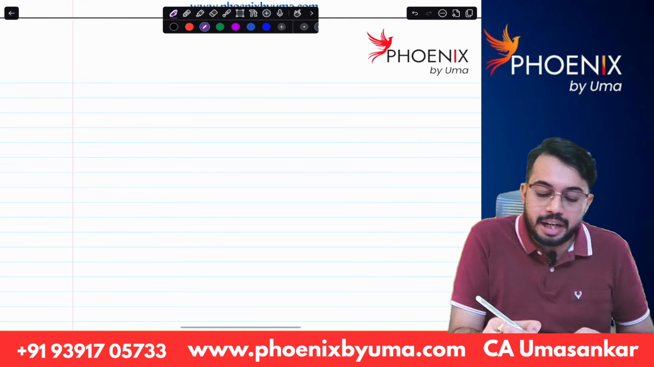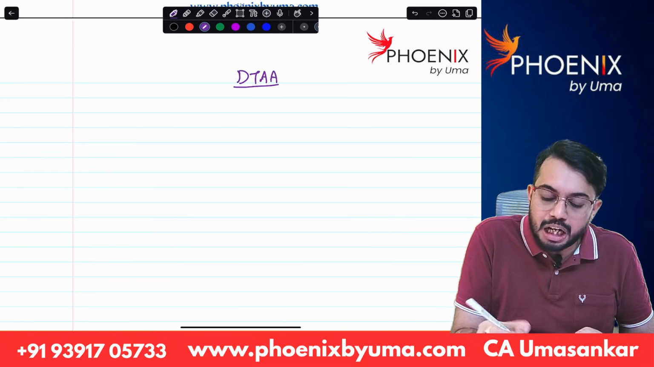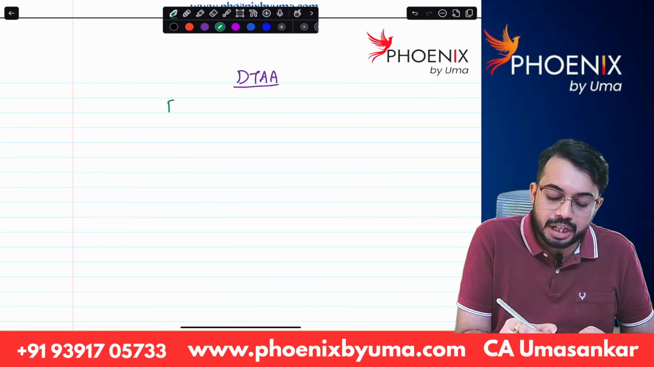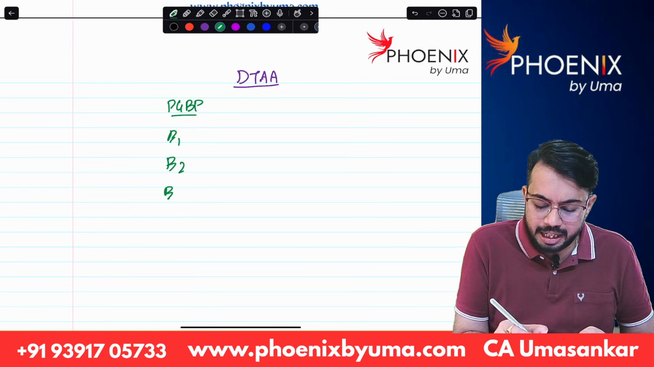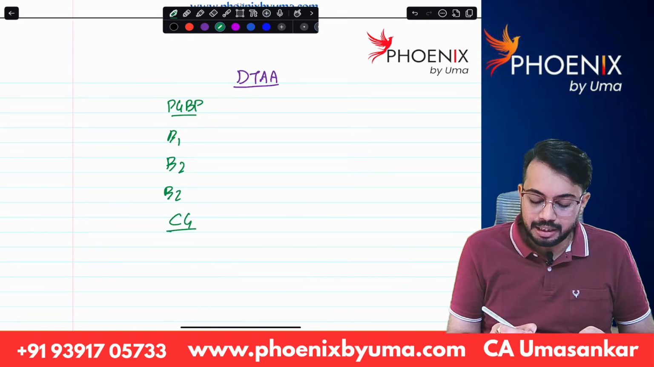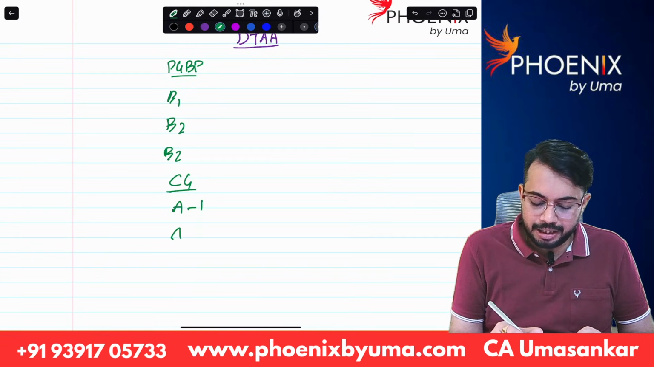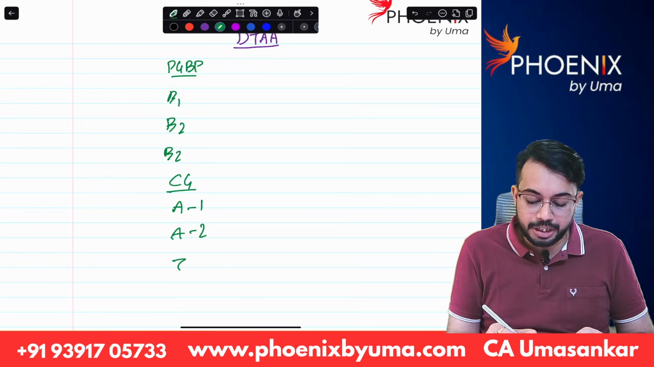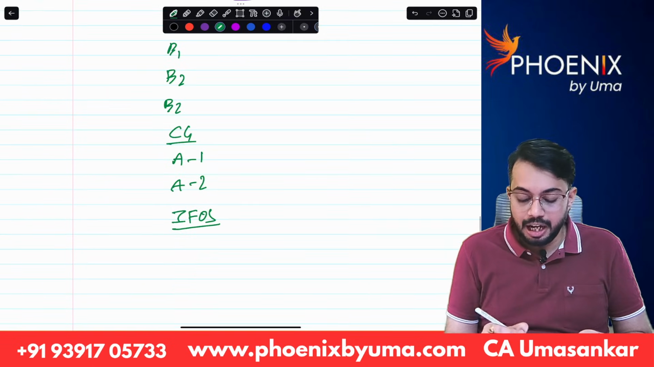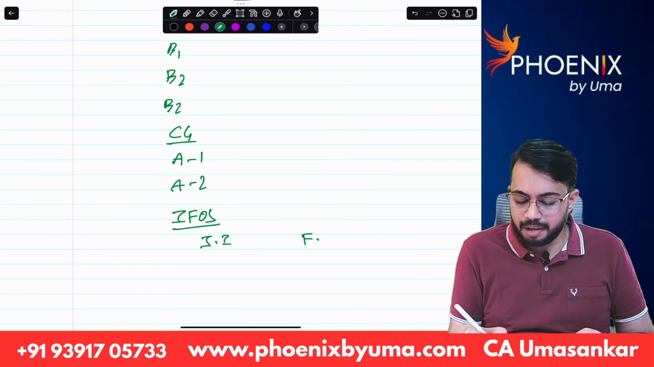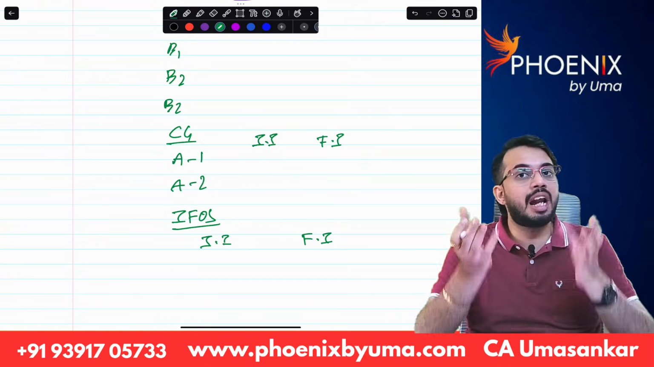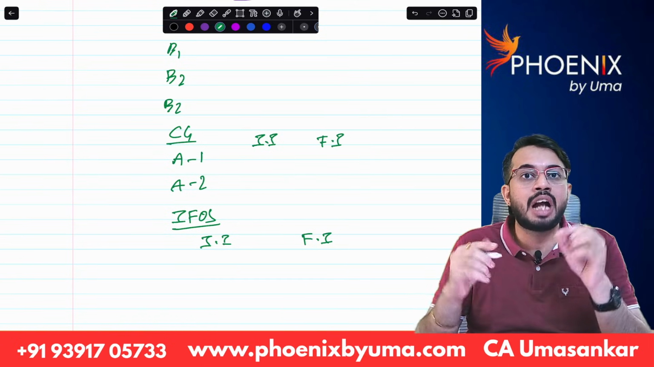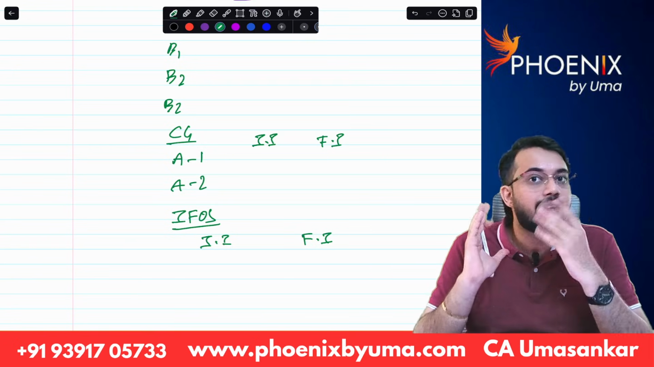Similarly, you are doing a DTAA problem. While reading the question only, plot the information. PGBP income: business 1, business 2, business 3. Okay, capital gains like asset 1, asset 2. Like this, plot the information. Income from other sources: Indian income, foreign income. If you plot information like this, sufficient. You will understand the question. Once you start writing the answer, it becomes very easy.